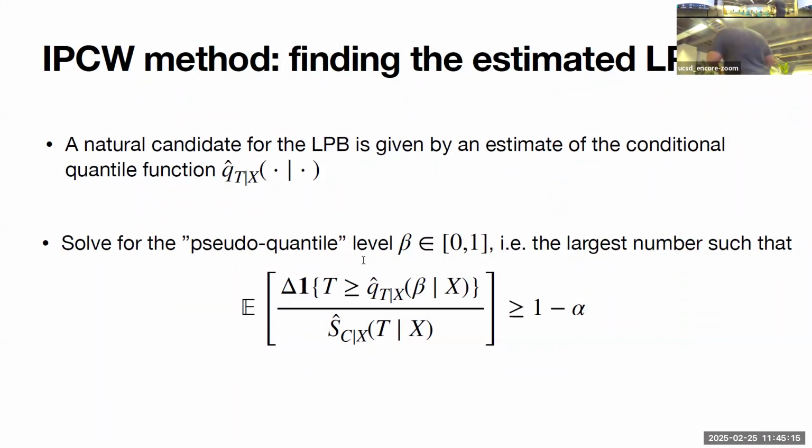So this is a trade-off between constructing something that's efficient versus constructing something that's robust. And we're putting all our weights on constructing something that is robust. So beta, for this reason, because q of t given x need not be the actual quantile function, beta is what we're going to denote a pseudo quantile.